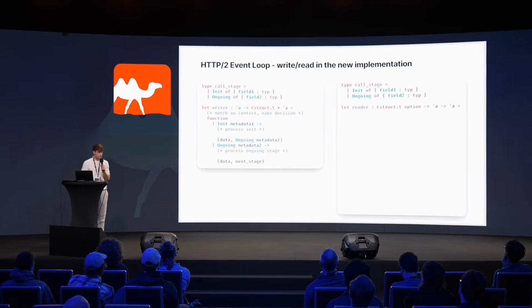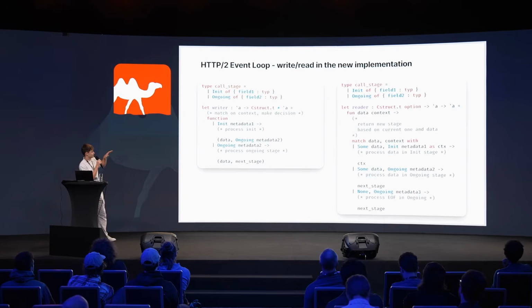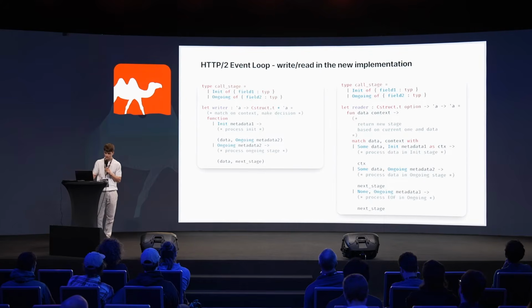And for the reader, it's similar. We have the arbitrary type. We not only take the data as argument, we also get the type. We match on the data. We match on the arbitrary type, which we call the context of the stream, and we return the updated context.